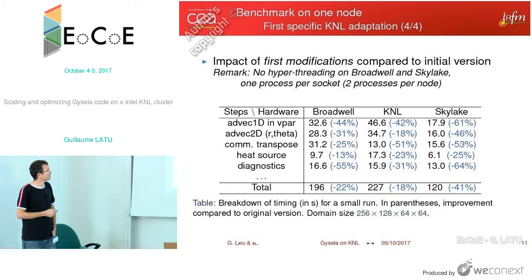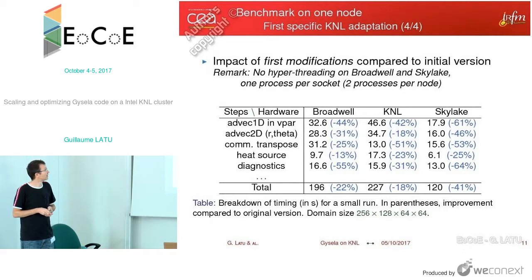So what is the impact on the code performance? So here you have the Broadwell node. So it's a comparison on a one node basis. So we have 2 MPI processes per node on Broadwell and Skylake and 4 on the KNL. Because on Broadwell and Skylake we cannot use hyperthreading, and on KNL we can use hyperthreading. So it's kind of different settings, but at the end it's the same problem.